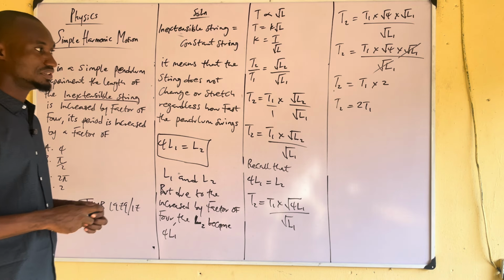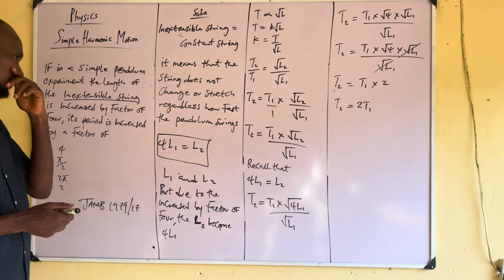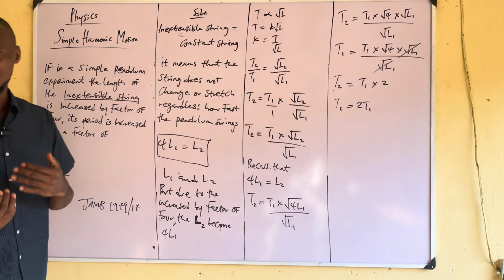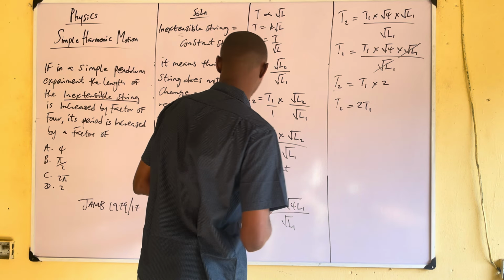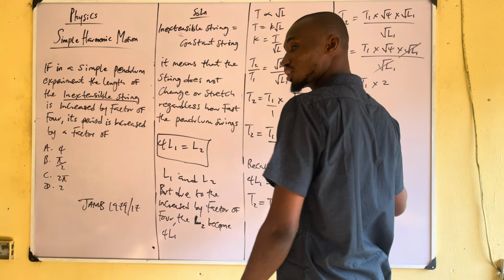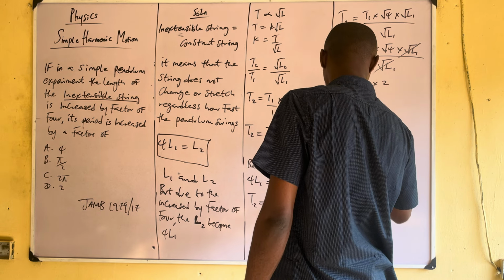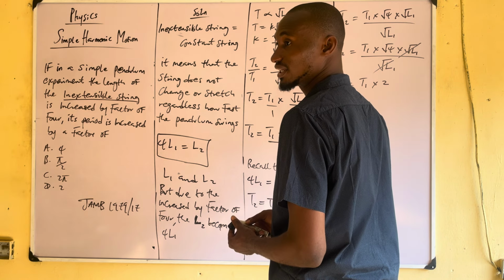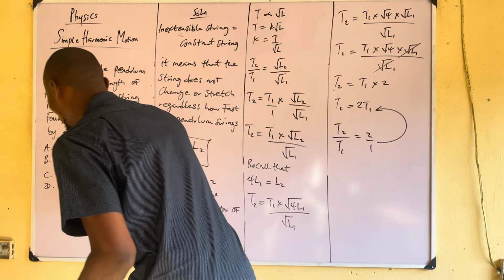T2 is equal to 2T1. Are you there? Now, they are saying the period is increased by a factor of what? By what factor does the period increase? Since T2 is equal to 2T1, the period is increased by a factor of 2, not 4, by a factor of 2. Because if you work on this, you still get back to T2 over T1 equal to 2 over 1. Do you understand? If you cross multiply, this will give you back this. So the answer is option D.